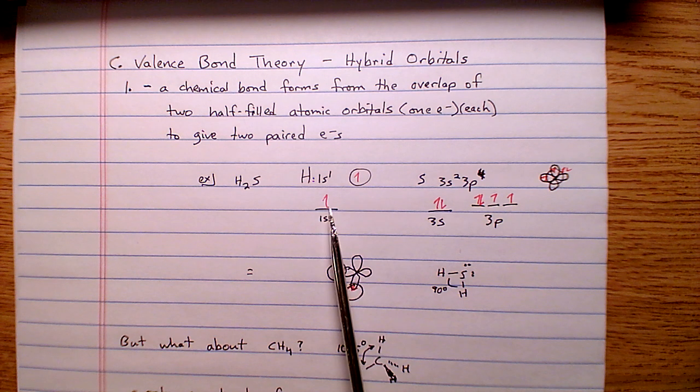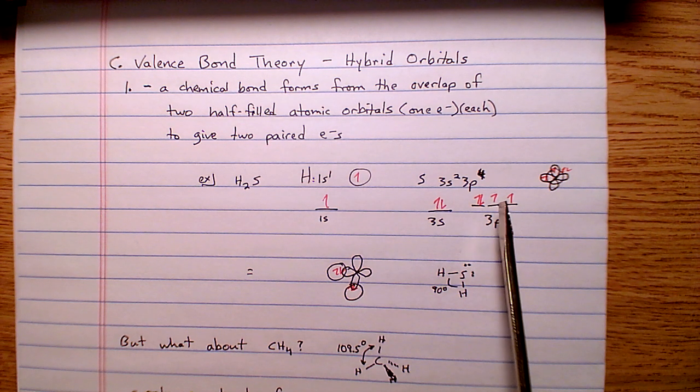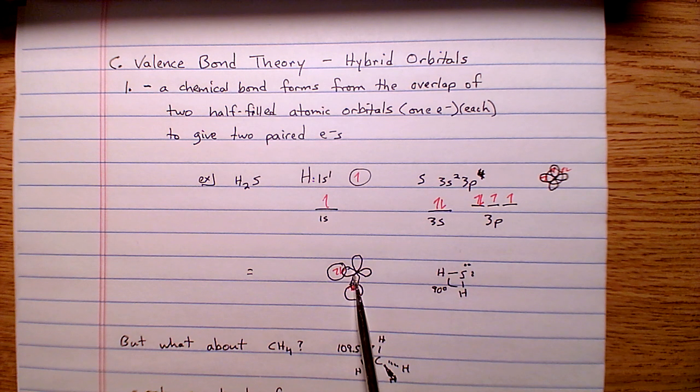We can form a bond if we take this 1s orbital here and overlap it with this 3p orbital. Here's an example right here. Here's the 1s orbital for the hydrogen, the 3p orbital here for the sulfur, and now this electron will pair up with this electron. And the other hydrogen would come in down here, and here's another 3p orbital on the sulfur with its one electron, and the second hydrogen's 1s orbital overlaps with it, and we get this structure.